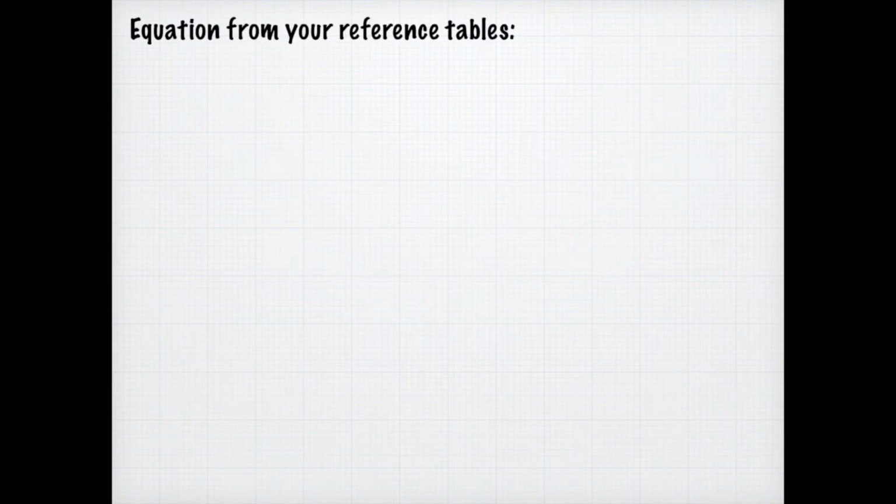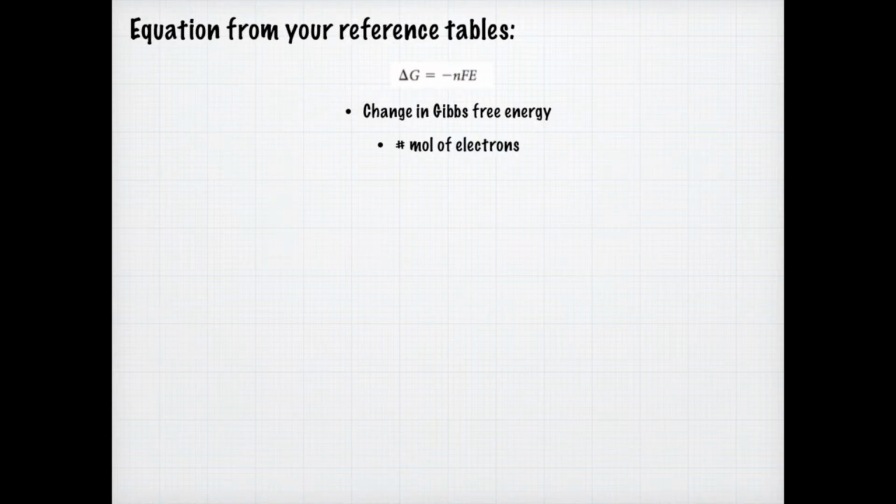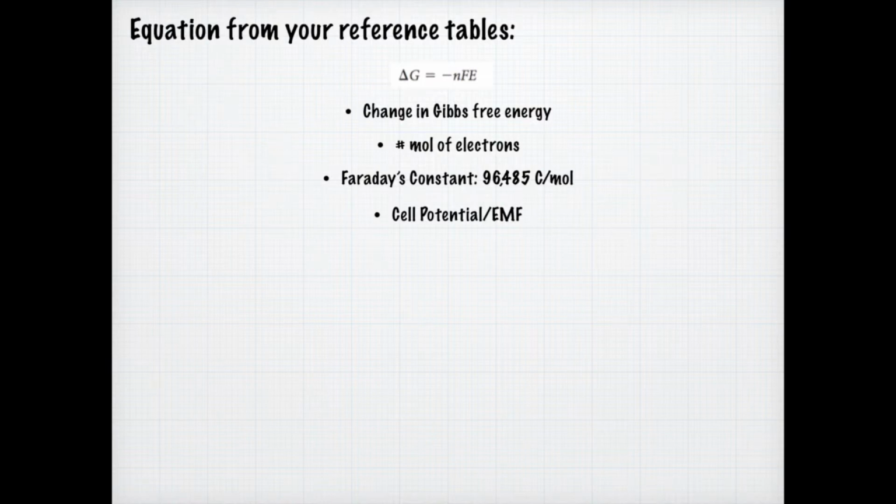Well, all of that is great, but let's actually relate the cell potential, E, to your change in Gibbs free energy, because that is actually what helps us to understand whether or not a reaction is spontaneous. And so this is an equation from your reference table that will be given to you, and it's that delta G, which is your change in Gibbs free energy, equals the negative n. Well, n is your number of moles of electrons, okay, times Faraday's constant, which will also be given to you. Notice the units are coulombs, which is charge per mole, times your cell potential, or your electromotive force.